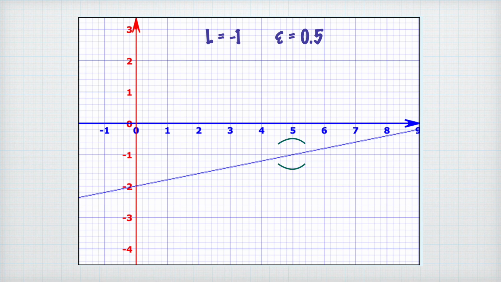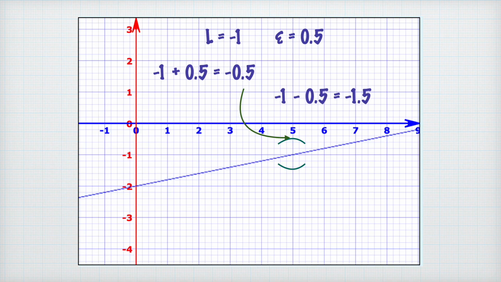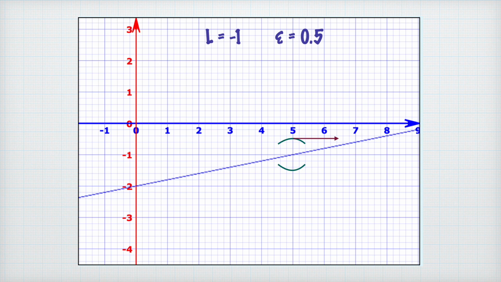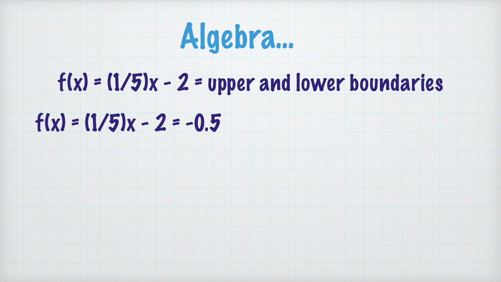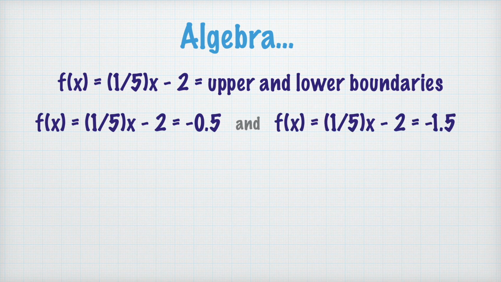Our limit is negative 1, so our upper bound would be negative 1 plus 0.5, or negative 0.5, and our lower bound would be negative 1 minus 0.5, or negative 1.5. So how do we find the x values that go with this? Let's do some algebra. If the boundary of the function values is between negative 0.5 and negative 1.5, then we set the function equal to those values and solve. So we would have f of x equals 1/5 x minus 2 would equal the upper bound, negative 0.5, and we would have that the function 1/5 x minus 2 equals the lower bound, which is negative 1.5.